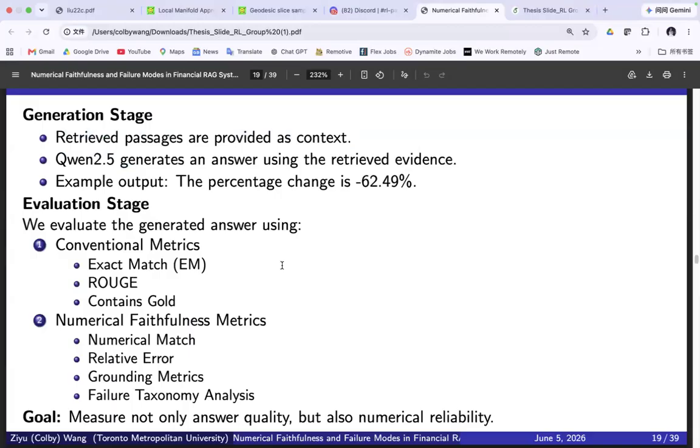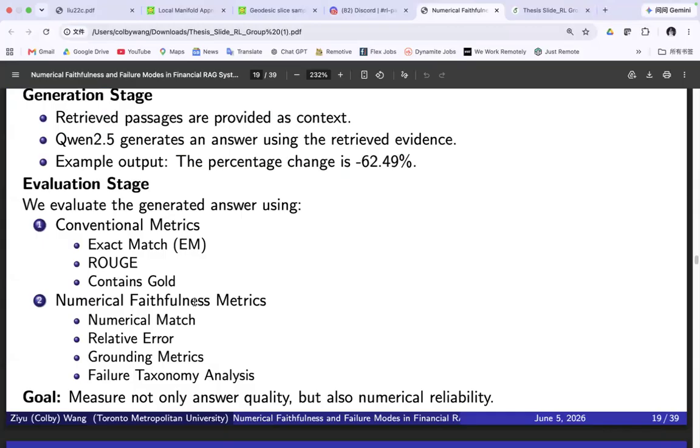And we evaluate the generated answer using conventional metrics such as exact match and ROUGE. ROUGE basically measures the token overlap, and contains gold means the generated answer contains the gold number. We also look at different numerical faithfulness metrics such as numerical match and relative error, which is the error between the output number and the gold number, and grounding metrics, and also failure taxonomy analysis, which we'll briefly discuss in the next few slides. So the goal is to measure not only answer quality, but also numerical reliability.